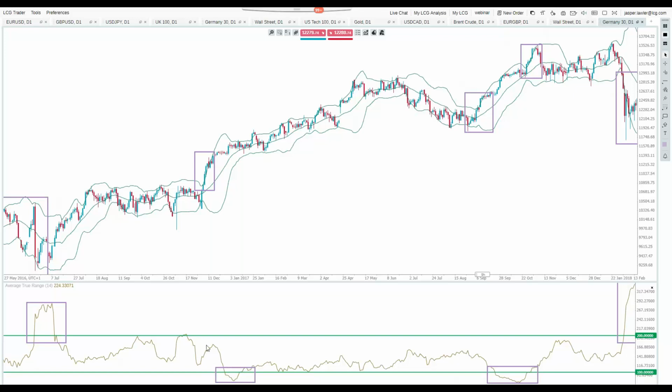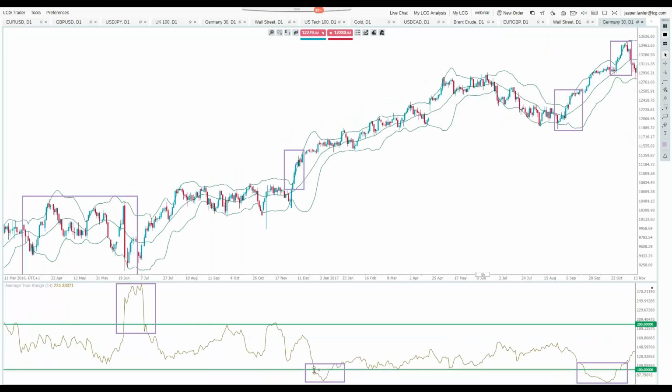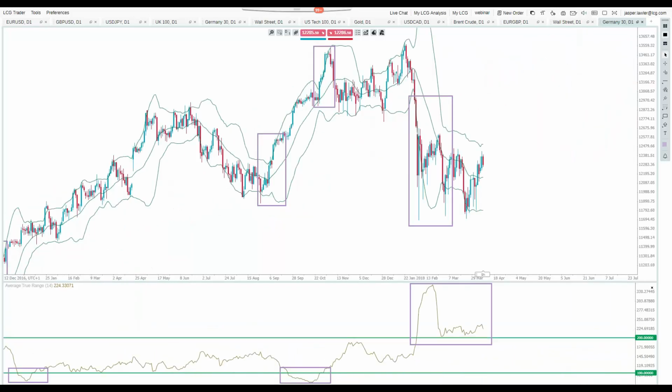So when you start getting an average under 100 for a prolonged period of time, so for 14 days typically, then you know you're in an excessively low volatility environment. Equally, periods above 200 points in a day for the DAX typically characterize these high volatility environments. So you see the same thing happening here.